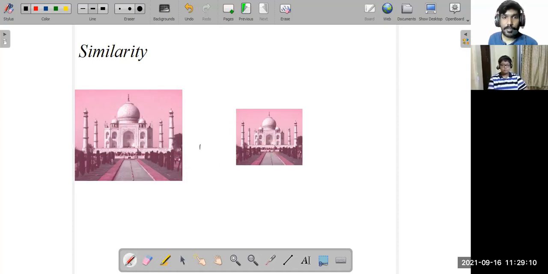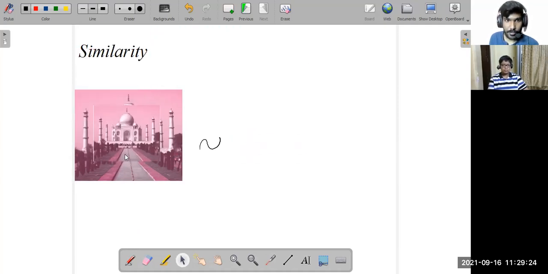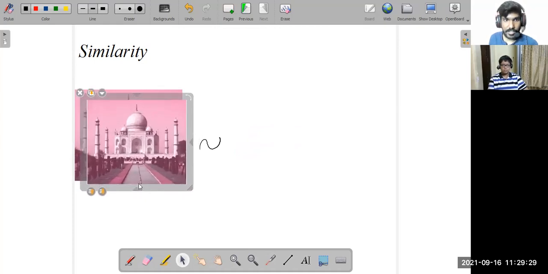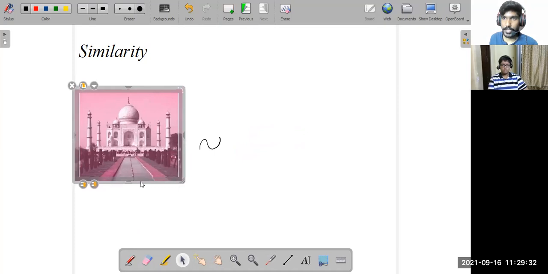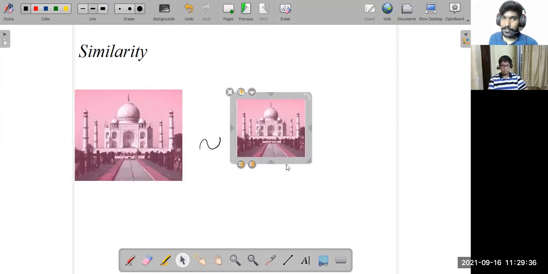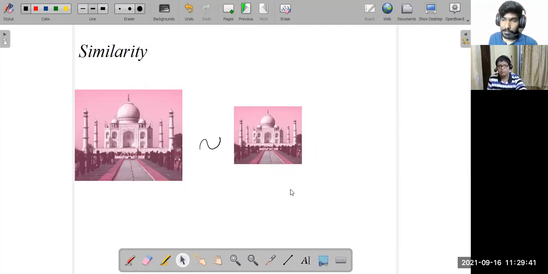But both of these pictures are the same. They are similar. It is a picture of the same thing, the picture of Taj Mahal. The only difference is a difference in size. If I take this picture and I put it on the original picture and I just increase the size so it fits exactly onto it. So are you getting the concept of similarity? Same but of different size.